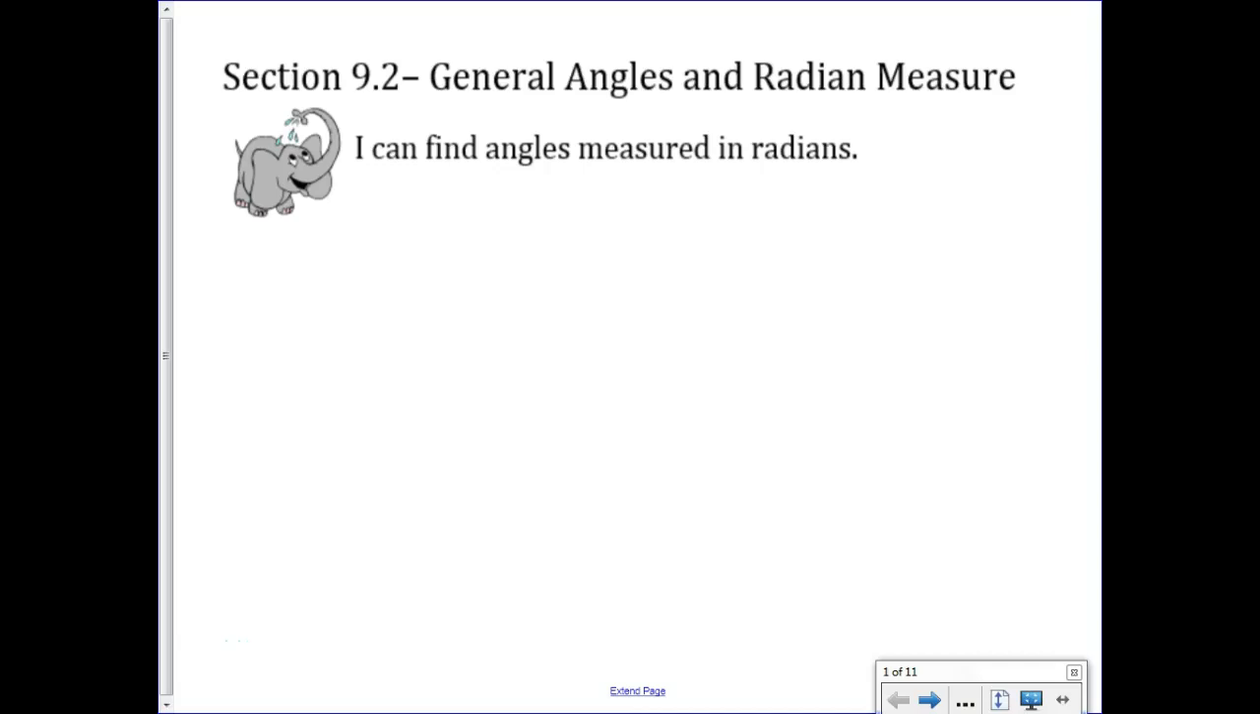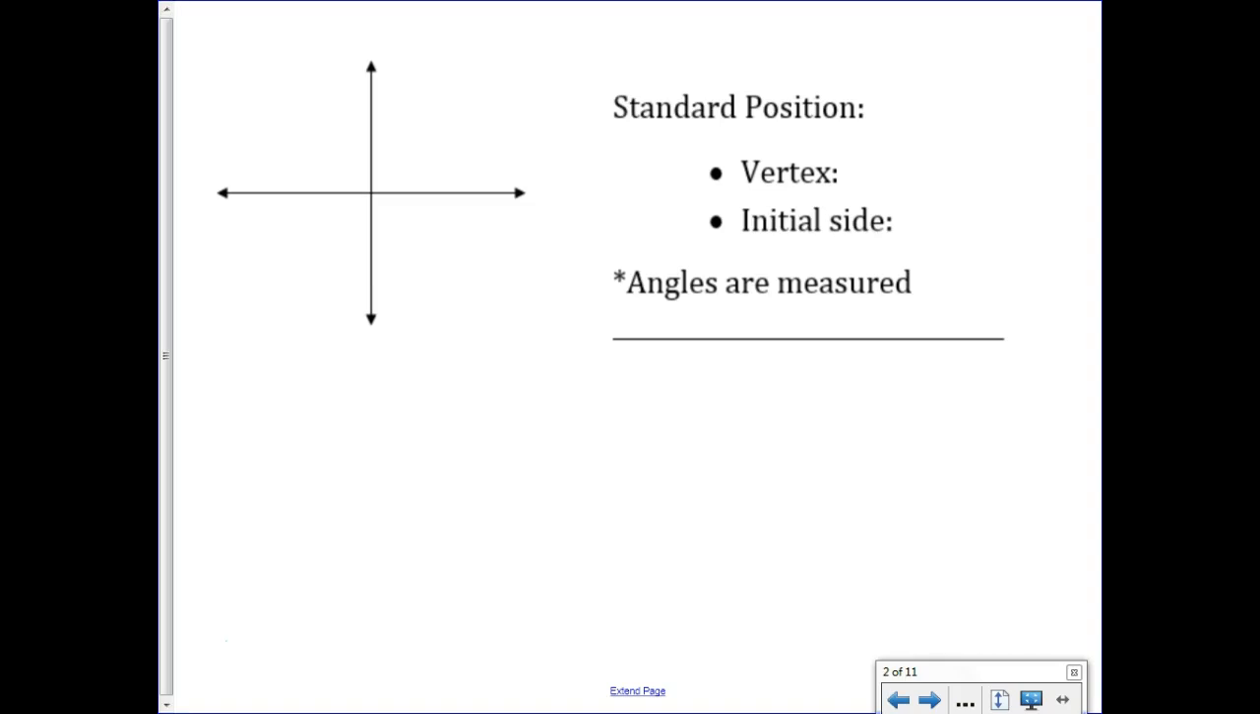Alright, hey guys, today we are looking at angles and radian measure. So, to start off, we are going to talk about some things that you should remember from Algebra 1. Quadrants of a coordinate plane. So recall that quadrant 1 is right here, where both the x and y are positive. Quadrant 2, quadrant 3, and quadrant 4.